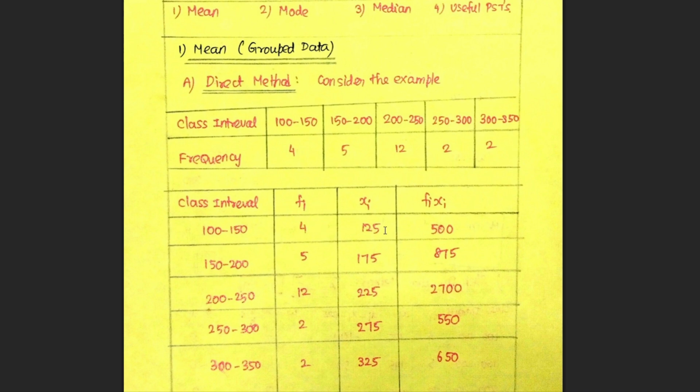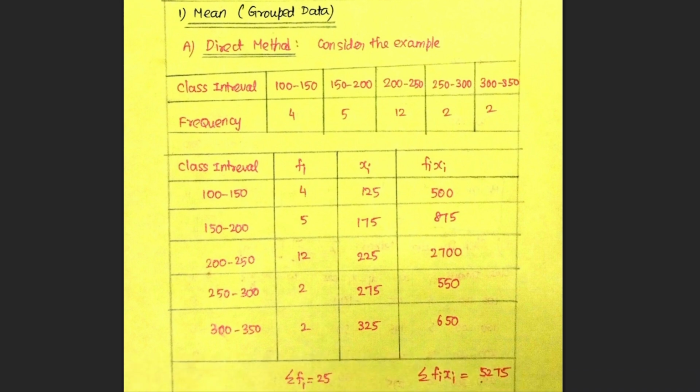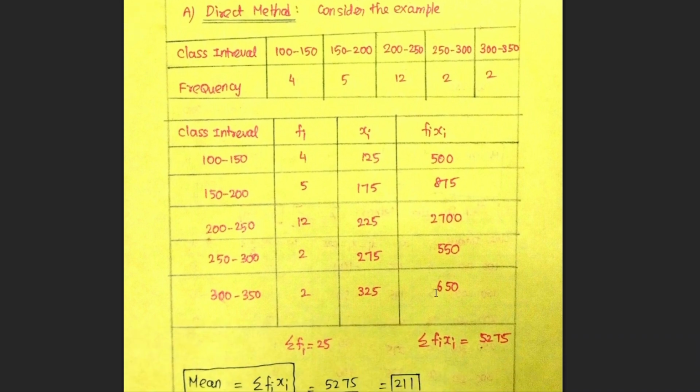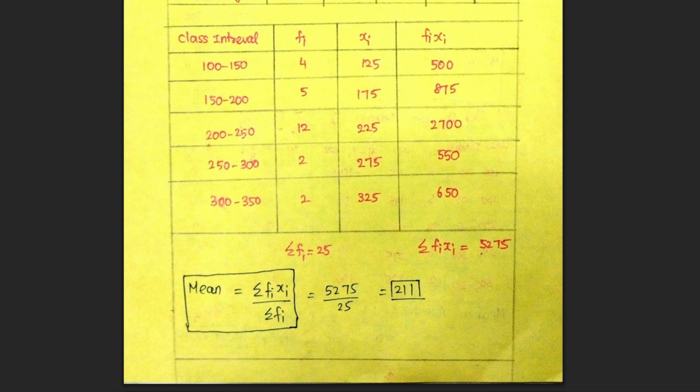Just multiply fi and xi, so you get these values. Finally, you have to add all these things. That will give you the summation. Summation means adding everything. So summation fi xi will be 5275, and for summation fi you add the second column values, which gives 25. The formula is summation fi xi divided by summation fi. Just divide this with this, and you get the answer 211.